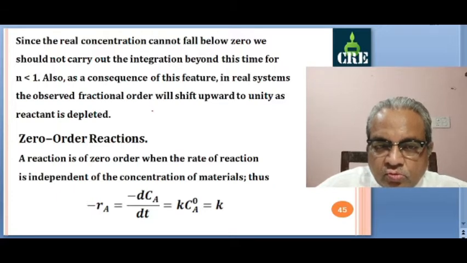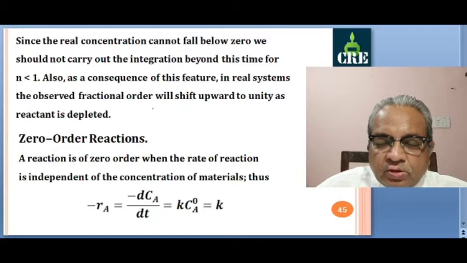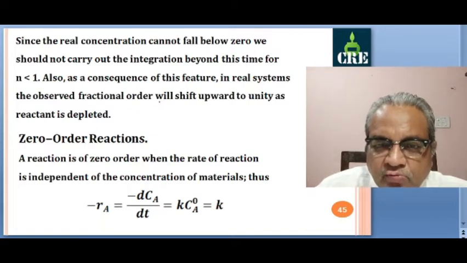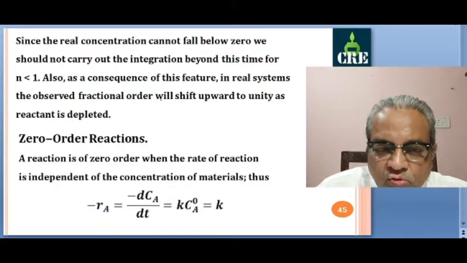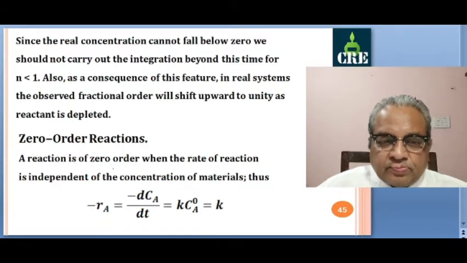So now you just have to try to understand and remember the concept of the limiting value of t for n less than 1. Beyond that value, we need not carry out the integration. That is the limiting value, and at that value, concentration will be 0 and conversion will be 1. Now we'll see the zero order reaction.